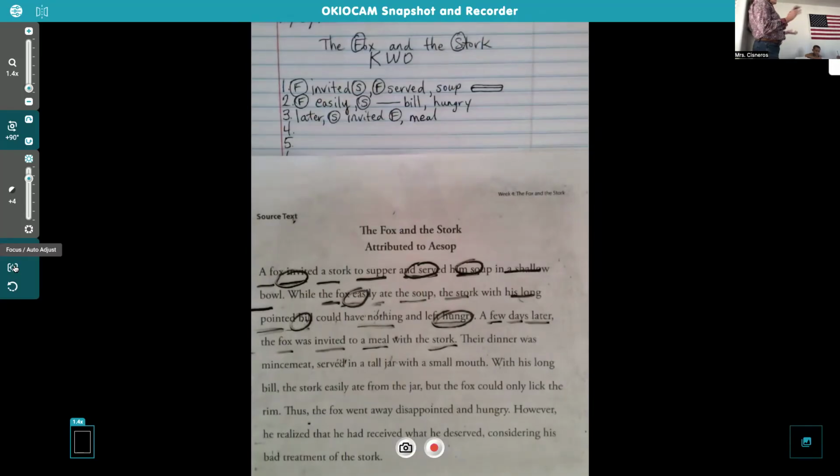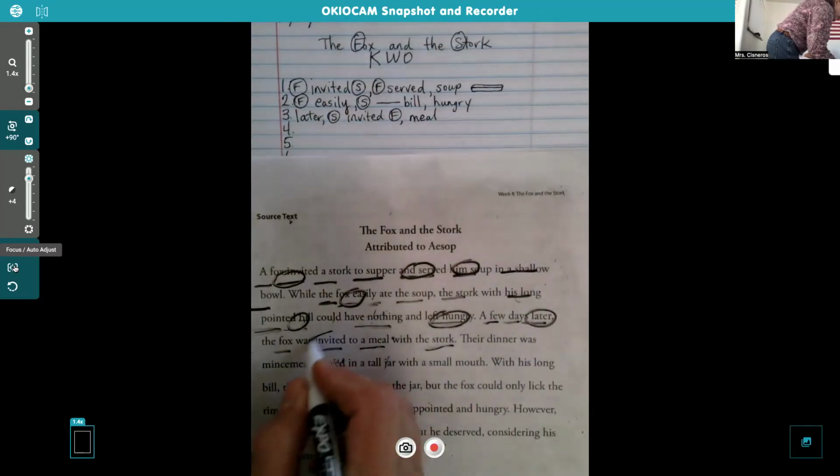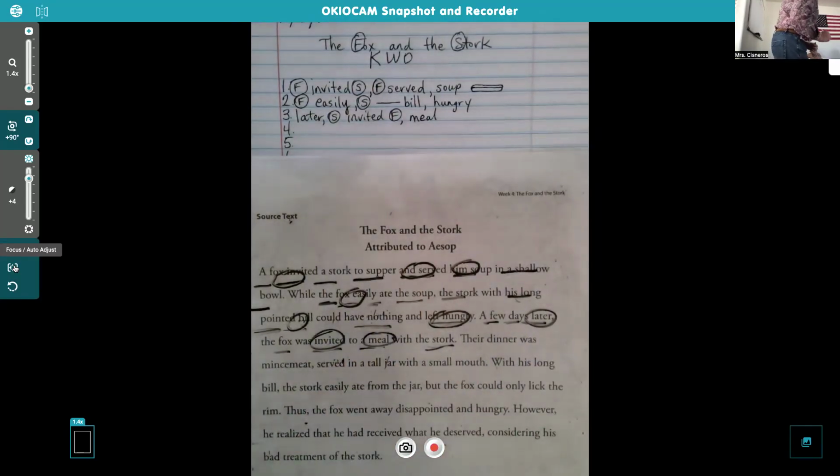So notice how we kind of made it a little bit different than the original one. That's okay, because we had to make it make sense on our notes. Because originally it says Fox was invited to a meal with the stork. It's hard to remember that way. So if we say S invited F, that'll work. So we had later, invited, and meal.